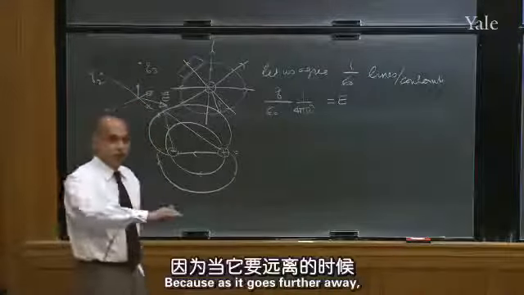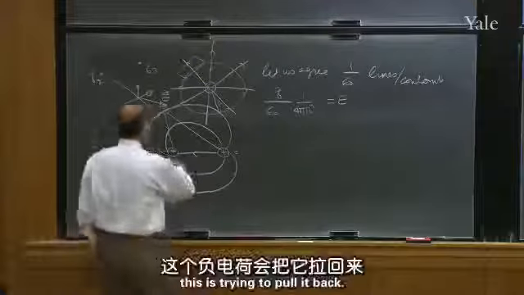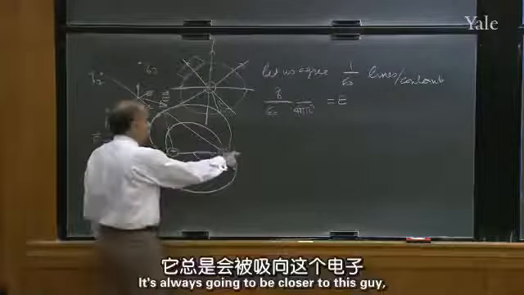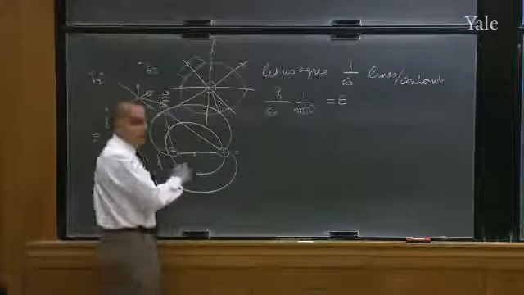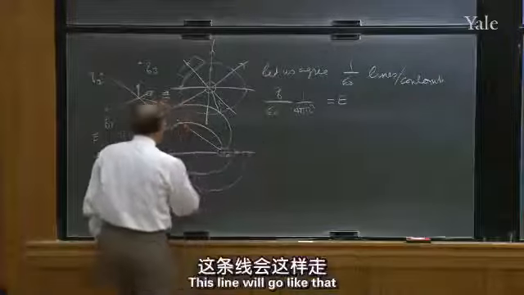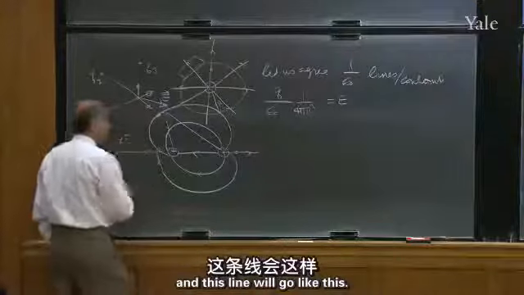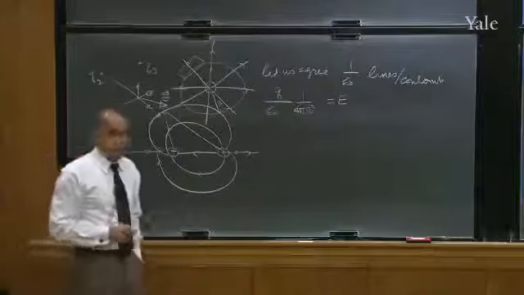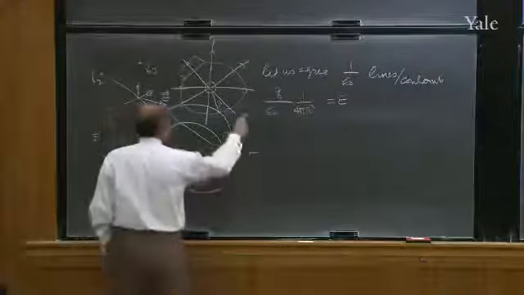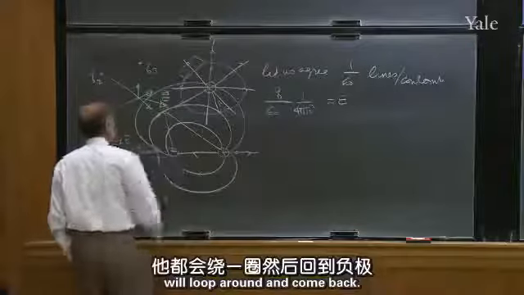Because as it goes further away, this is trying to pull it back. But it's always going to be closer to this guy. So it's never going to come back. So this line will go like that, and this line will go like this. But anything else at any other angle will loop around and come back.